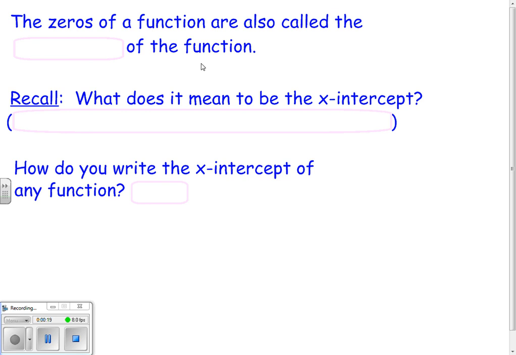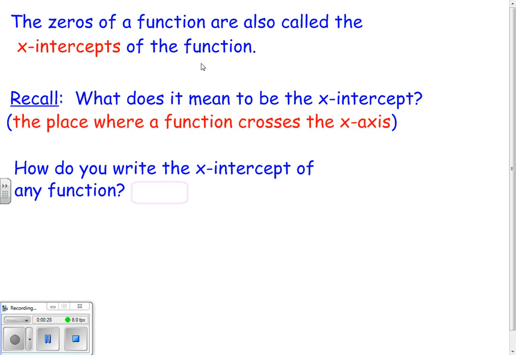Remember from chapter 4, the zeros of a function are also called the x-intercepts. And because it's an x-intercept, that's where the function crosses the x-axis. That's the definition of an x-intercept. So think about it. Every time you're on the x-axis, even though the x value changes, the y value is the same. It's 0. So we're going to write these x-intercepts, these zeros, these roots, as an ordered pair where the y value is 0.